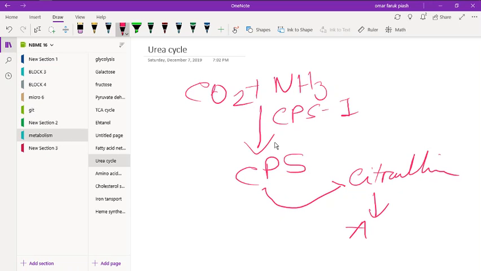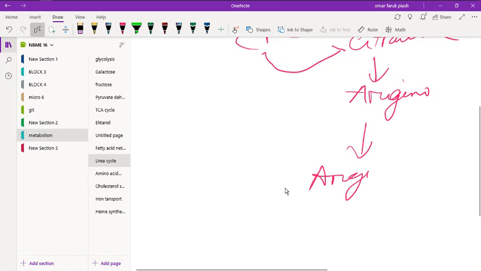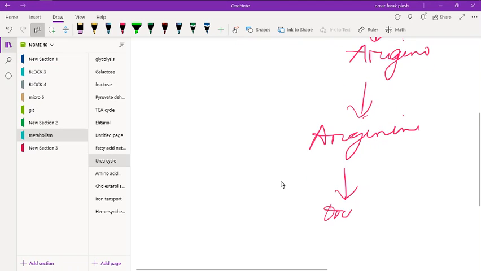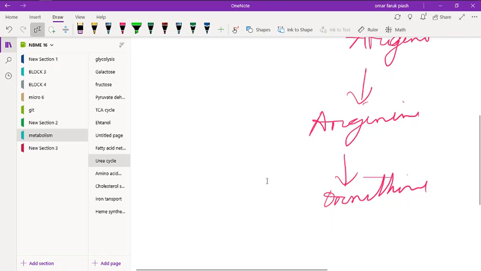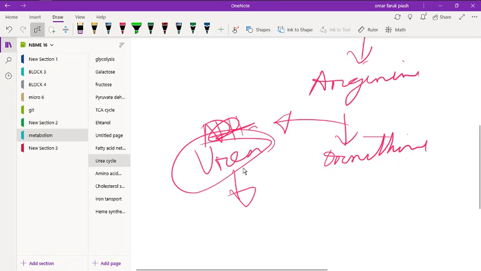Then citrulline is converted into argininosuccinate, which is converted into arginine and ornithine. While arginine is converted to ornithine with the help of arginase, as a byproduct it gives urea, and that's how the urea cycle works. This urea goes to the kidney and is excreted from our body.